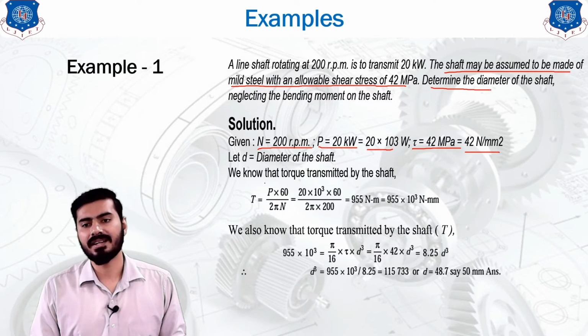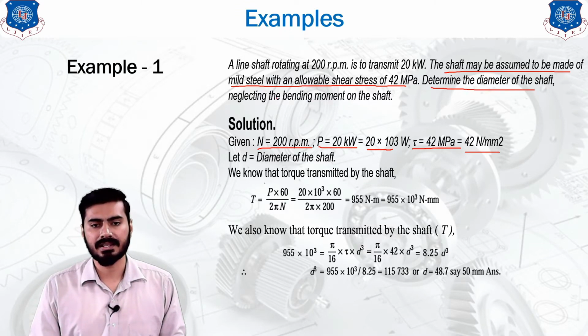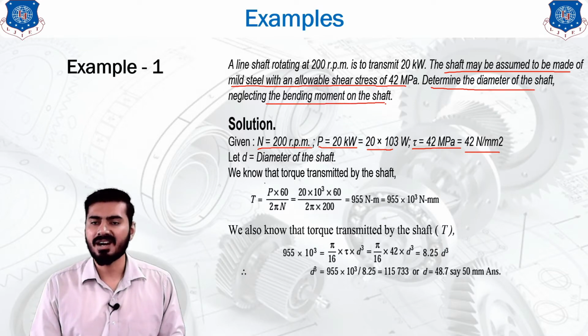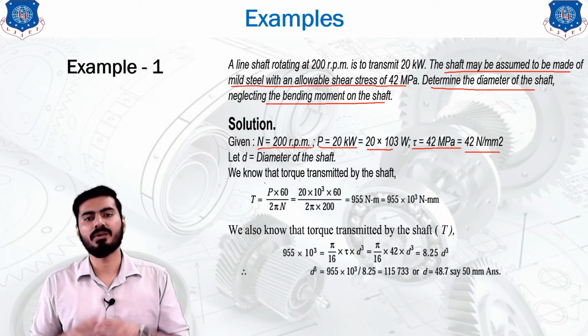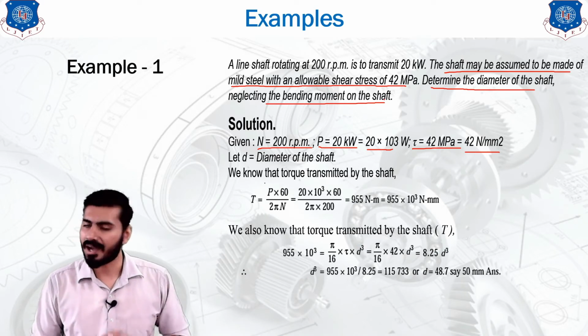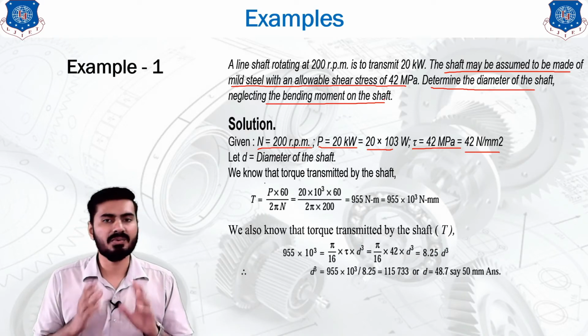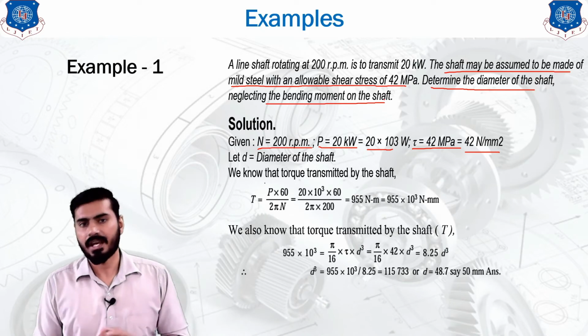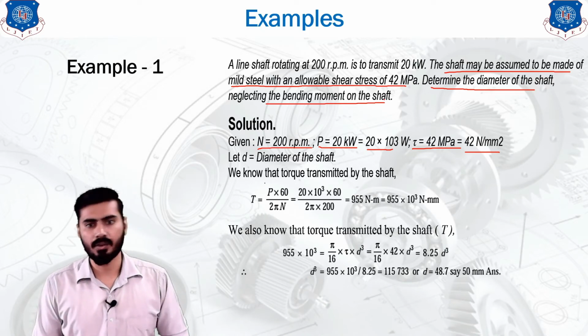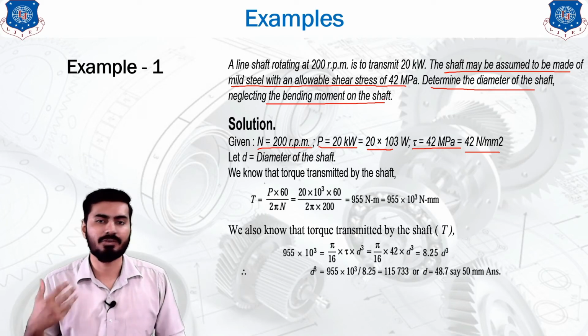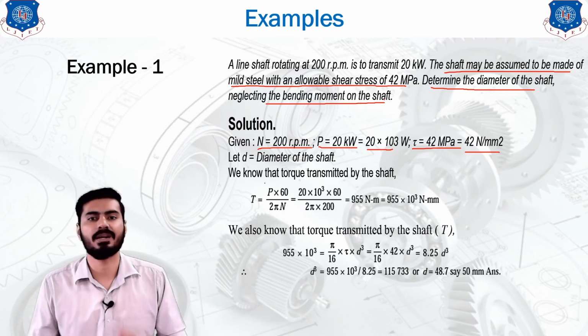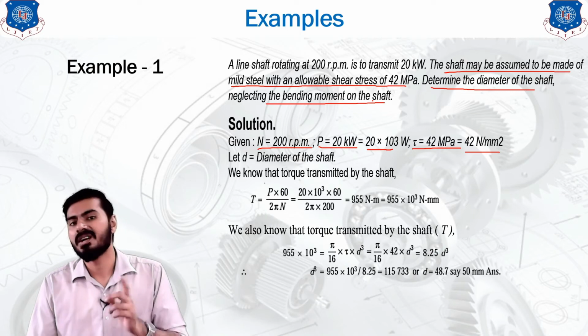They ask us to determine the diameter of the shaft, neglecting the bending moment on the shaft. So they have already written in the data that you have to neglect the bending moment on the shaft. Then you must go with only the twisting moment effect on the shaft. And if you are considering only the twisting moment, first you need to determine the twisting moment, or the torque, that is required to be transmitted using the shaft.